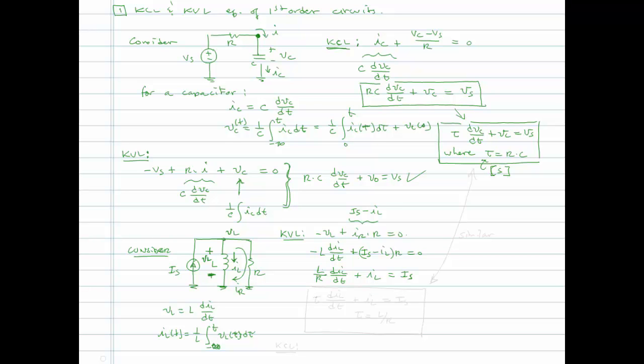We can rewrite this as tau dIL dt plus IL is equal to IS, where tau is equal to L over R. You notice that the form of this equation is identical to the equation we had for the capacitor RC circuit. So it's equivalent really, but instead of capacitor voltage, it's inductor current. We could also do the same thing with KCL at the top node, but I'm not going to go any further at this point because we've established the two first-order equations that represent these two basic circuits, so we'll leave it at that for now.